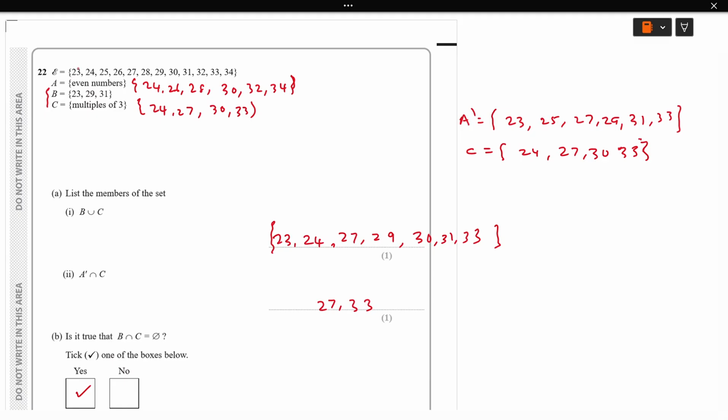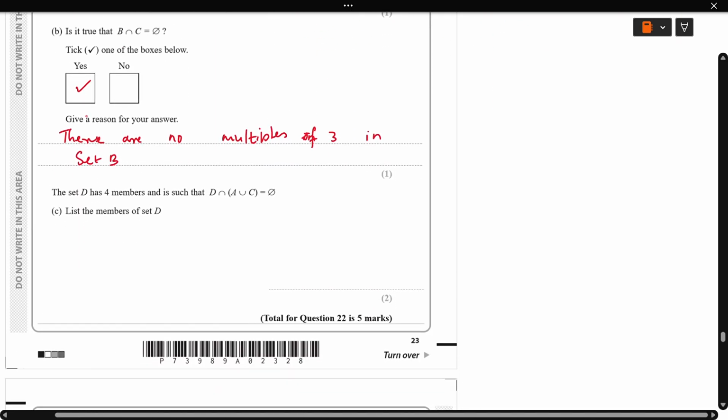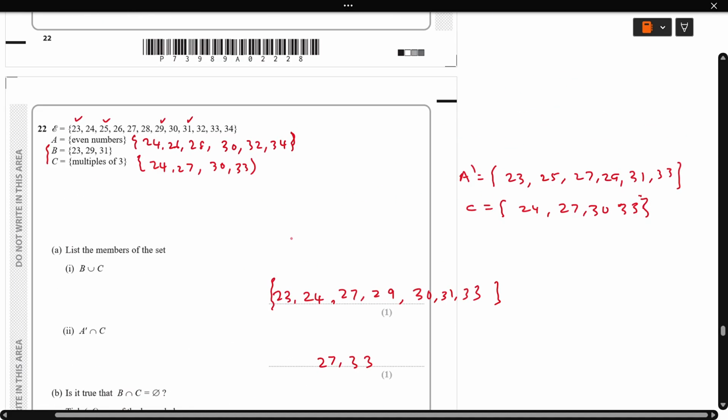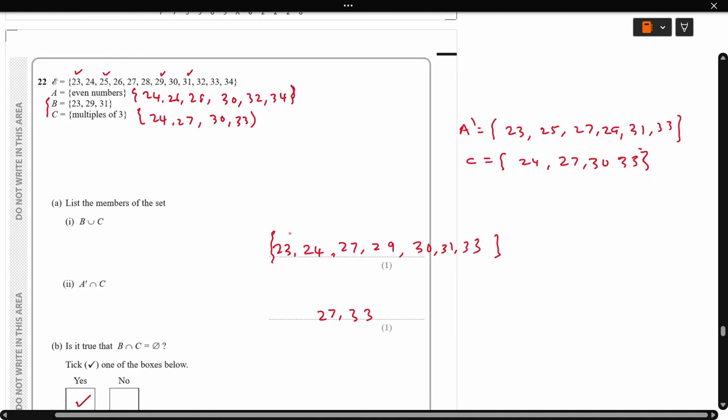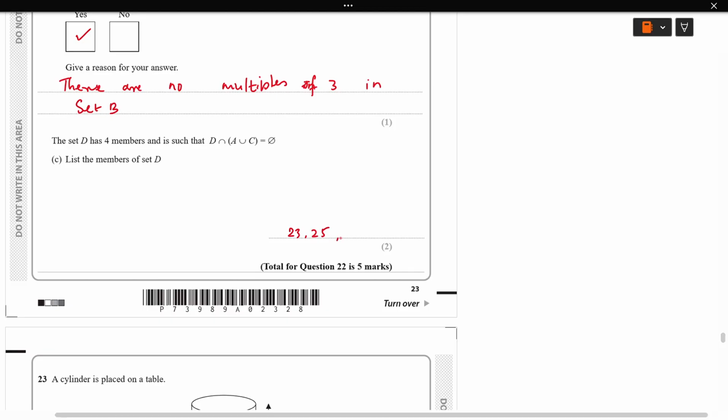The first one is 23. It's not even, not a multiple of 3. 25 is not even, not a multiple of 3. And 29 is not even, not a multiple of 3. And 31. The rest are either even or multiples of 3, so we cannot choose them, only these 4 elements are possible. So D is going to be 23, 25, 29, and 31.